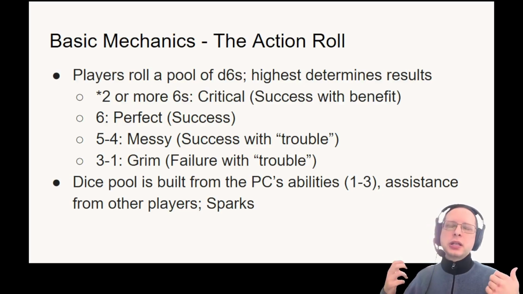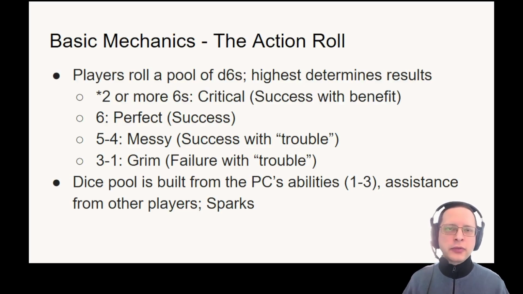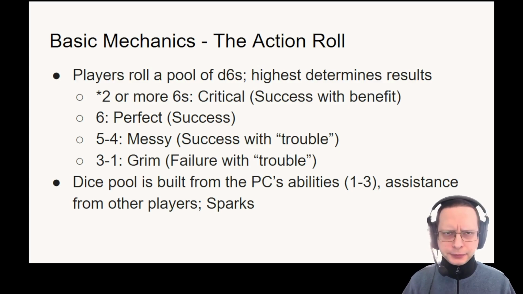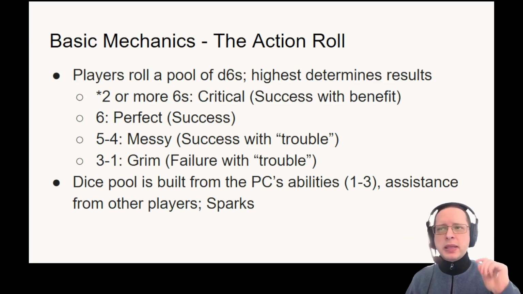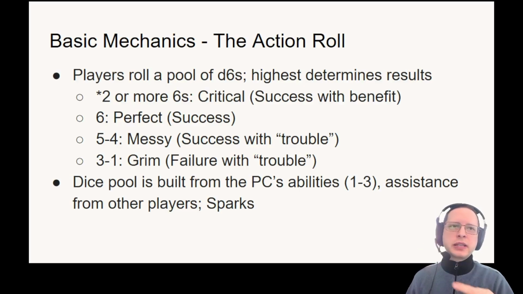As I mentioned, the players are frequently doing a lot of your rolling. The action roll is the way this is most commonly happening. In this action roll, oftentimes your players are rolling a pool of d6s. The highest die in that pool determines the results based on the rough chart you see here on the screen.